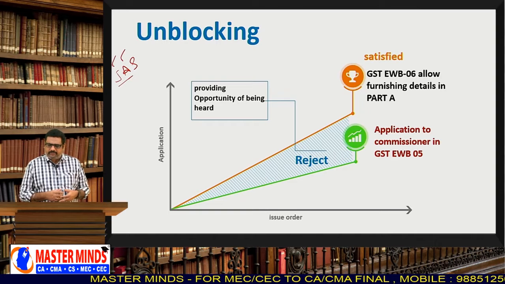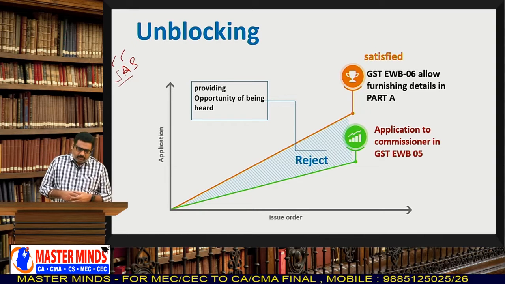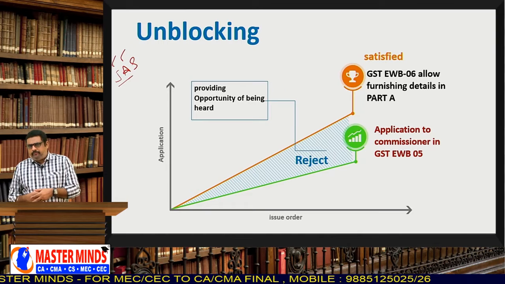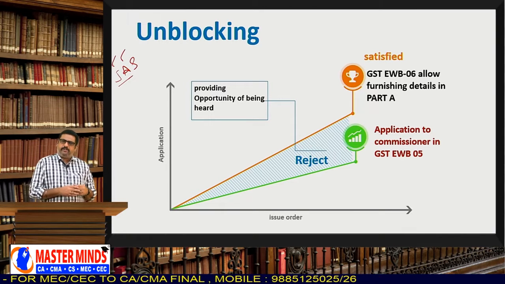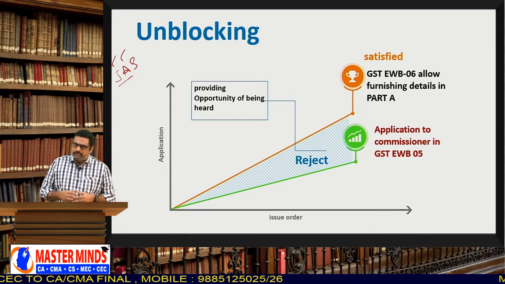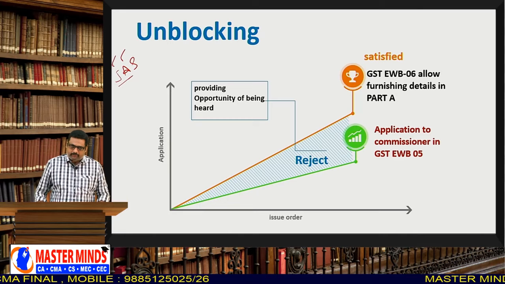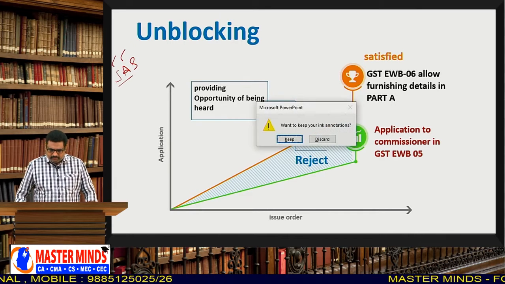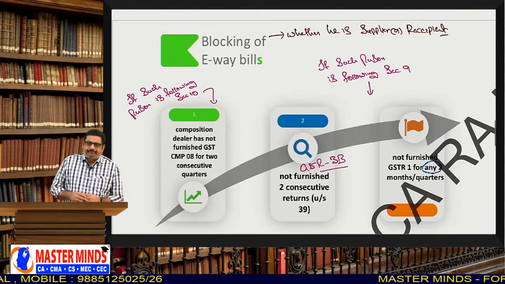If at all the commissioner is satisfied, he may allow the furnishing of details in Part A of EWB 01. If he is not satisfied, he will reject the application. But before rejecting the application, the principle of natural justice should be followed. That means an opportunity of being heard should be provided to the particular person. Understood? Now we will see this one also. I already told you this particular thing.